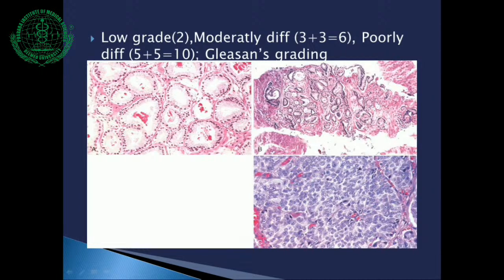Here the glands are small and they are arranged back to back. Here also the glands are arranged back to back, and the double layer epithelium is replaced by single layer epithelium. So it is low grade, moderately differentiated, and poorly differentiated, which means identification of the gland is not possible here. The cells are arranged in sheets with all the features of malignancy.